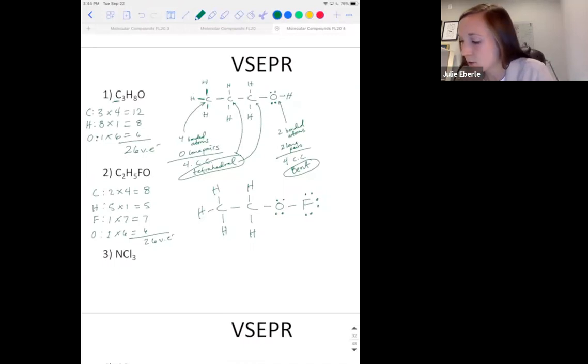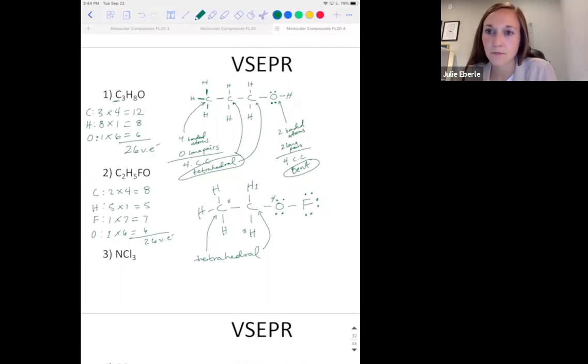All right, so now we need to name the geometries. So let's look at carbon number 1. It looks a whole lot like the carbons from the previous structure. 4 bonded atoms, no lone pairs, tetrahedral. Carbon number 2, same exact thing. I see 4 bonded atoms. Here's a hydrogen, carbon, another hydrogen, and an oxygen. That's 4 bonded atoms. No lone pairs. That means it's tetrahedral. So we got 4 charge clouds on each of those first 2 carbons. They're both tetrahedral.